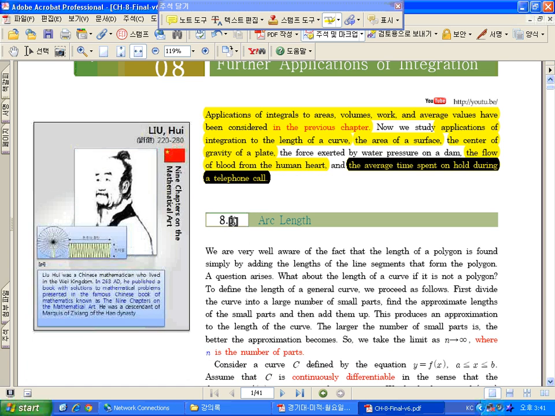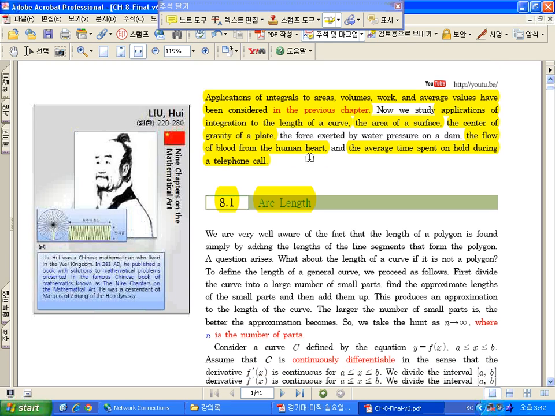Okay, section 8.1 covers arc length, which is finding the length of a curve by using integration.